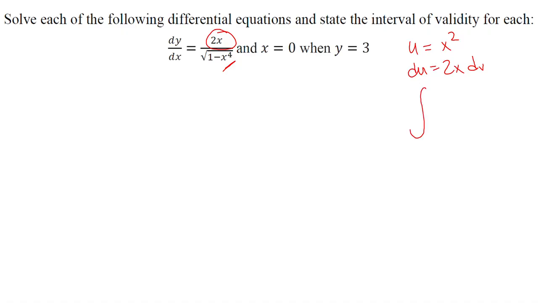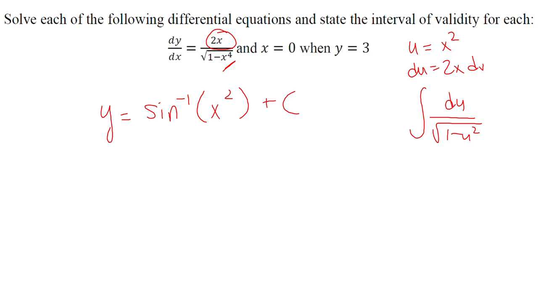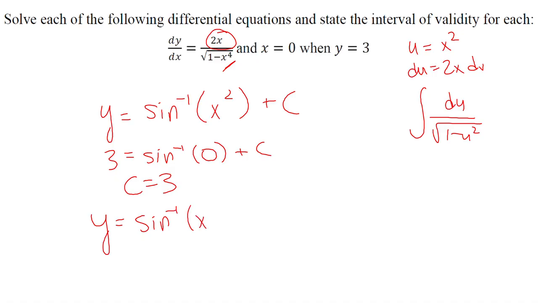So really what I'm looking at is an integral of du over root 1 minus u squared, which is just the inverse sine of u. Or in this case, the inverse sine of x squared, plus some constant. And so we'll just find out what that constant is. When x is 0, y is 3. And since the inverse sine of 0 is 0, we just get c equals 3. So our final answer should be y equals the inverse sine of x squared plus 3.